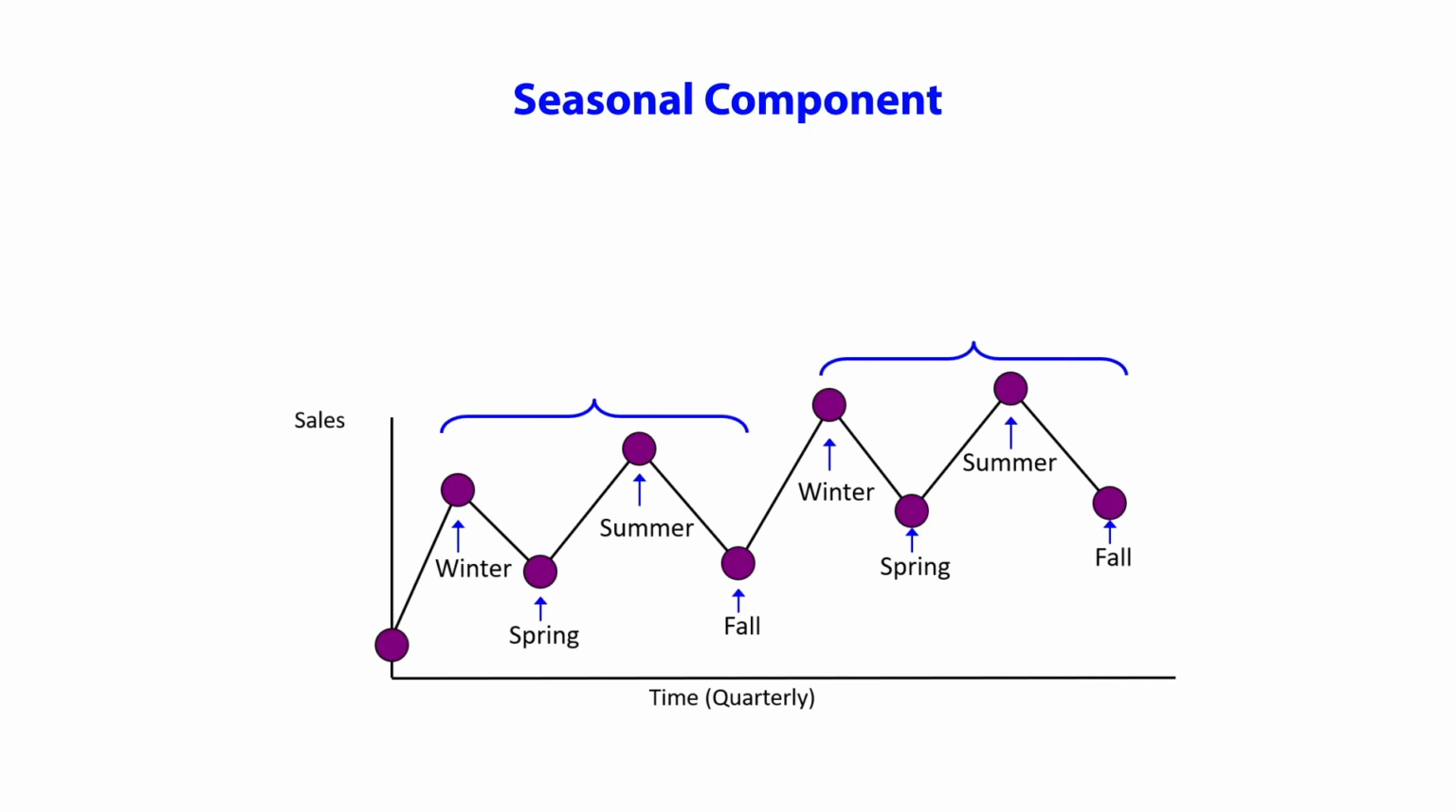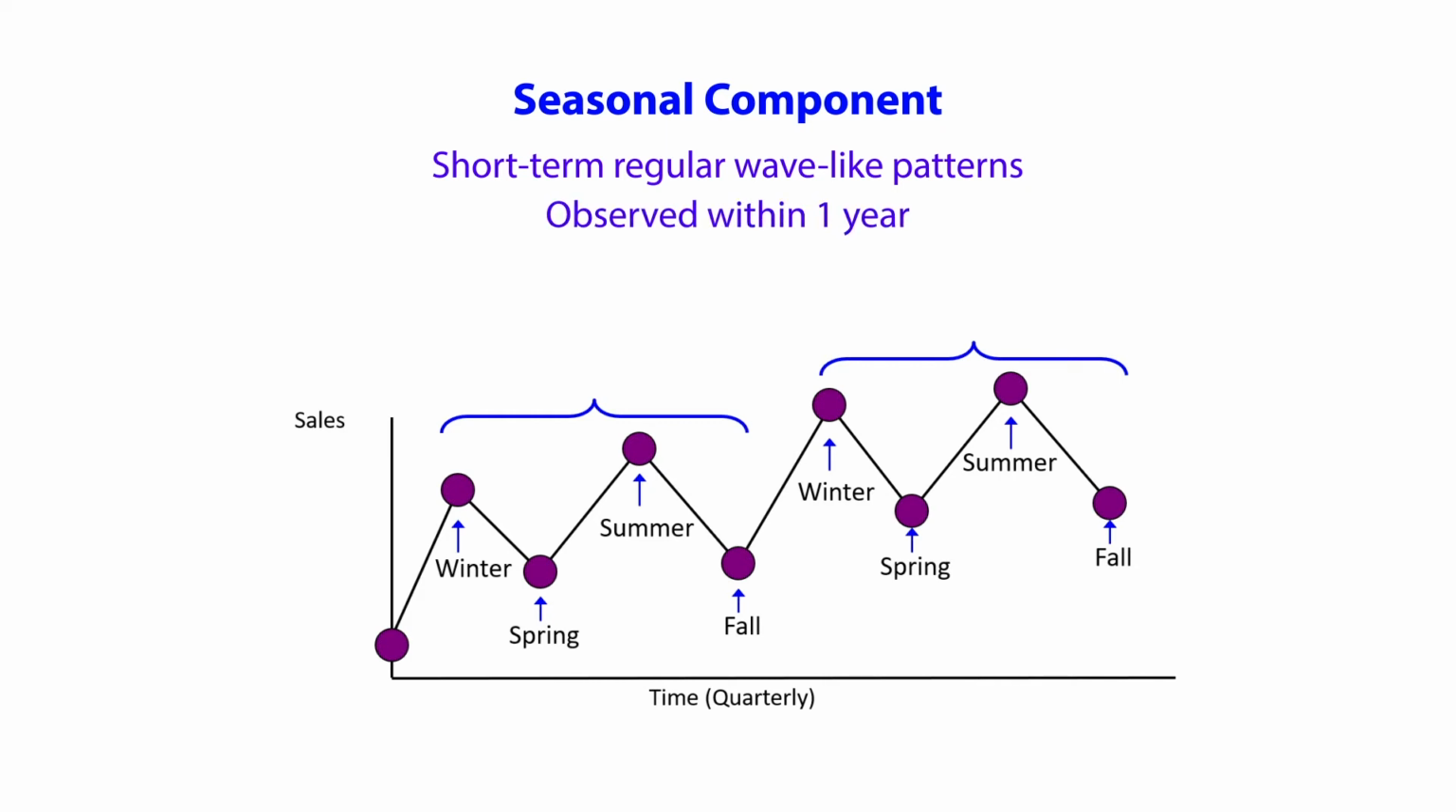Now this is the image which we are taking here, and with the change of weather you see how the trend is going to change. In winter the dot is at the upward direction, in spring it's coming down, then summer is going up, then fall. So short term regular wave-like patterns are observed within 1 year, often monthly or quarterly, and you find out what exactly the trend is.